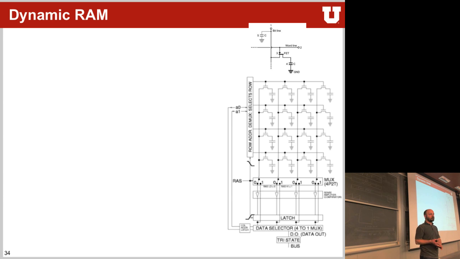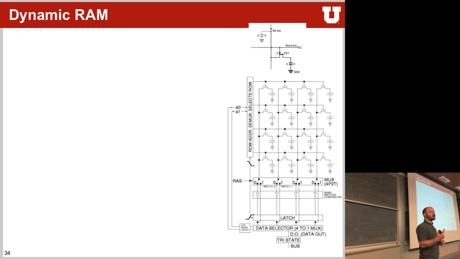DRAM has 1 transistor and 1 capacitor. So to write into it, you either charge the capacitor to represent a 1, or you discharge the capacitor to represent a 0. Now, what's the problem with a capacitor? They leak. They discharge themselves. So what you have to do with DRAM is occasionally refresh the status of the memory cells if you don't use them. So you have a refresh cycle.